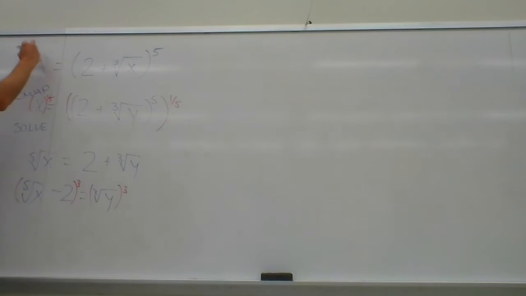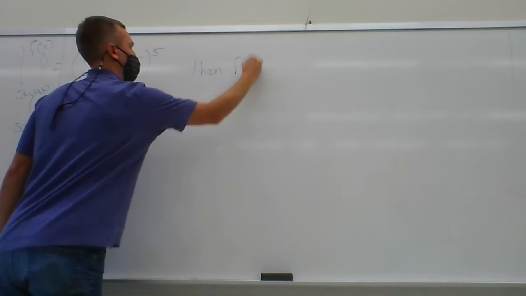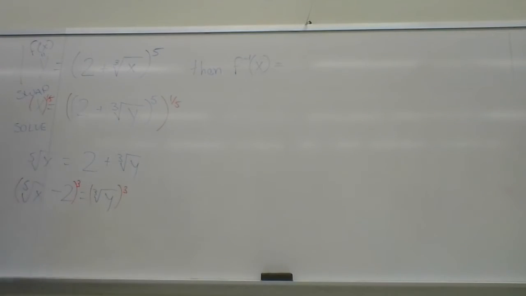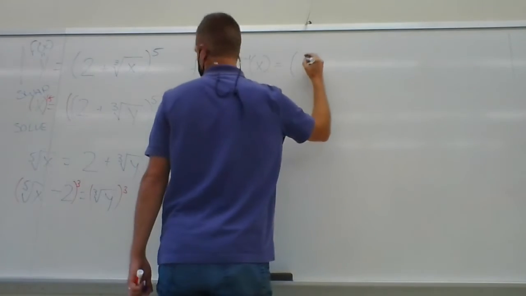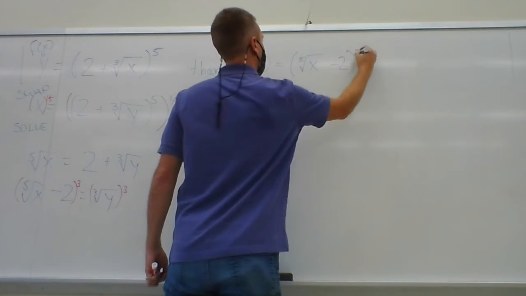So if this is our original function, f of x equals y, and the rule for that is this, then f inverse is just equal to this end result. It's the fifth root of x minus 2 raised to the third power.